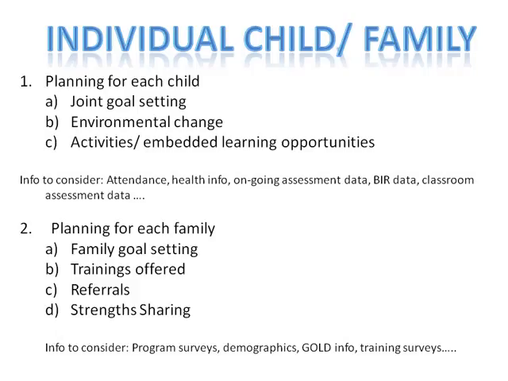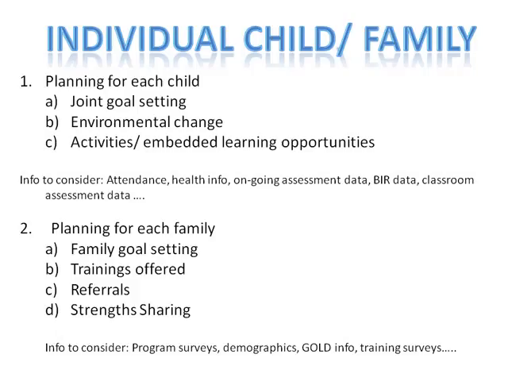So when we're looking at individual child and family planning, we're now at the point where we have gathered information. We're really looking at have we gathered enough, and then we're at that planning process. If we're planning for each child, some of the things we might want to do with that data is joint goal setting between families and teachers, between special education staff. We might look at environmental change, activities, or embedded learning opportunities for kids within the classroom.